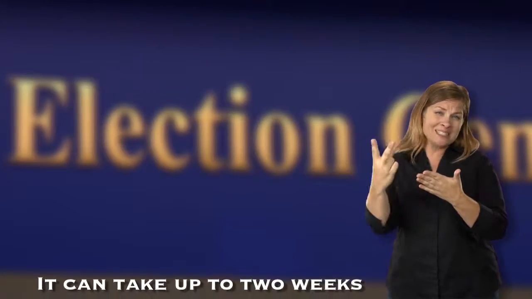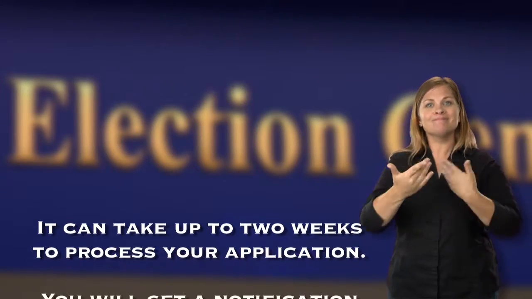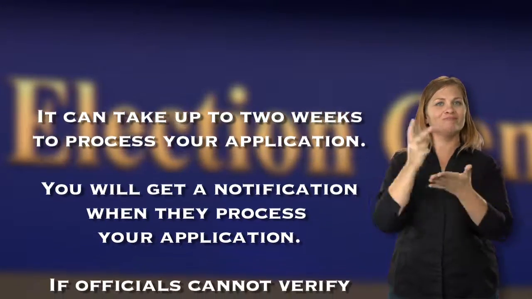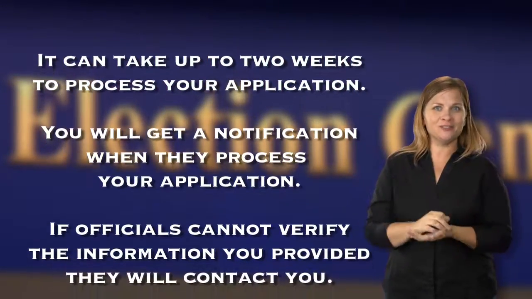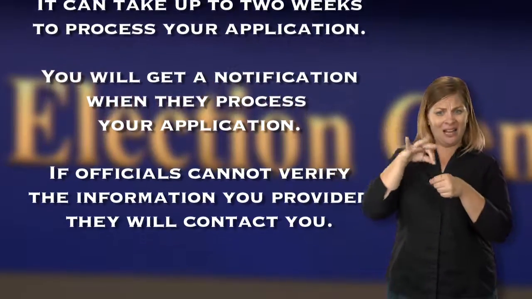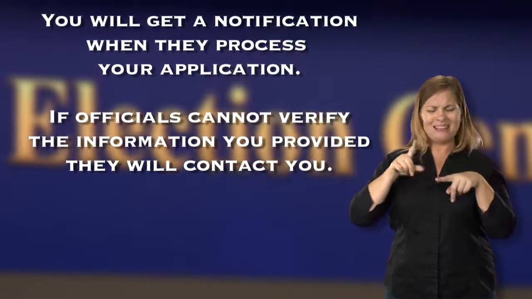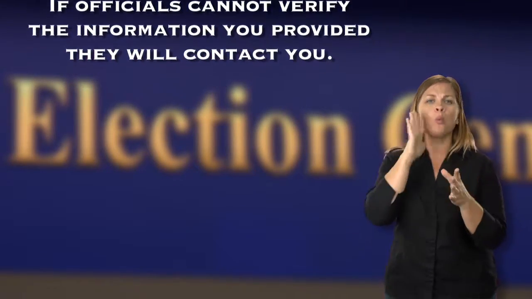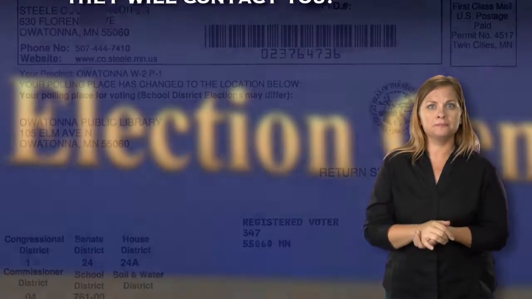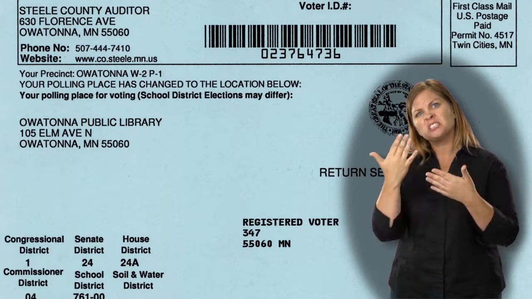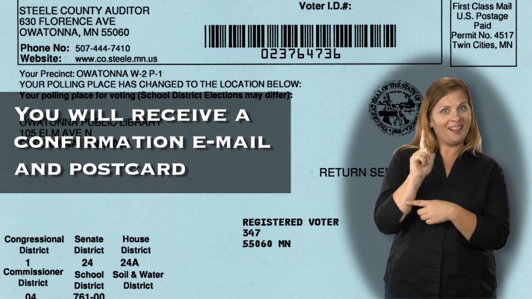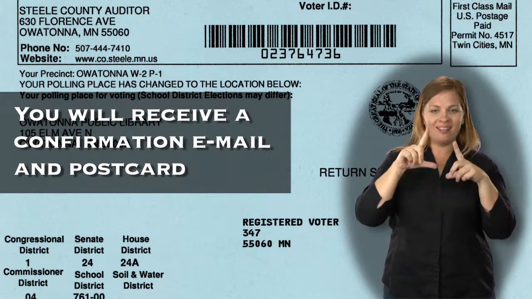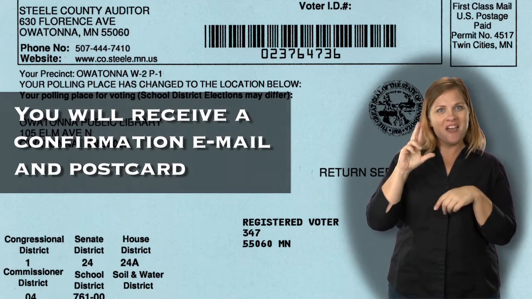Here's what to expect. It can take up to 2 weeks to process your application. You will get a notification when they process your application, and if election officials cannot verify the information you provided, they will contact you about what to do next. Within 2 weeks, look for an email that confirms that your voter registration was accepted. You will also receive a postcard in the mail telling you where to go to vote.